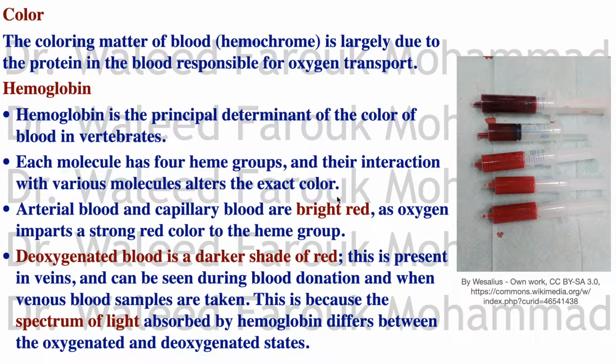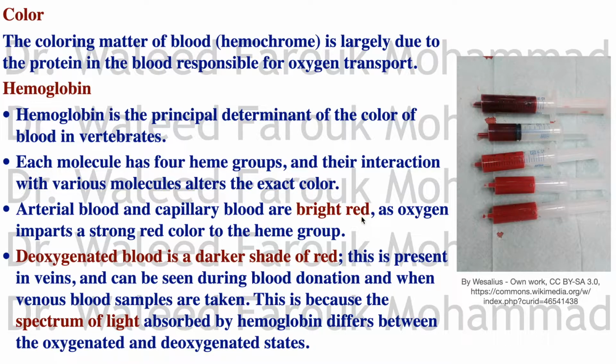The hemoglobin content is responsible for the color of the blood. Also, the hemoglobin interactions with different materials is responsible for the color of blood. It has 4 heme groups or 4 iron groups, and the arterial blood and capillary blood is bright red because it's oxygenated. The oxygenated blood appears bright red more than the dark red color of the deoxygenated blood present in the veins. And this is evident during blood donation. Of course, you will see dark blood coming out of the veins.